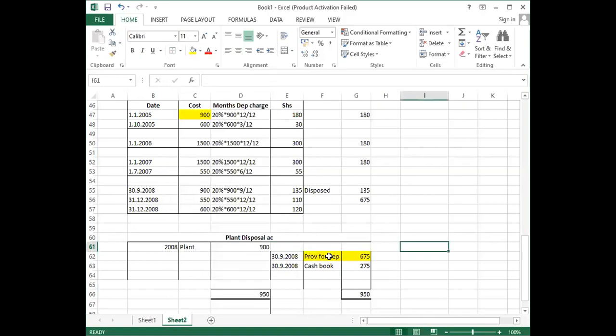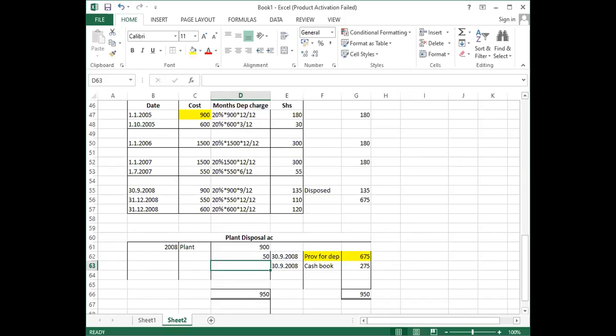My friends, are you able to see this? It becomes 950. Because we have a provision for depreciation, this is the amount. We have realized 675. This has become 950, and therefore we have some amount that you need to put there for it to balance.